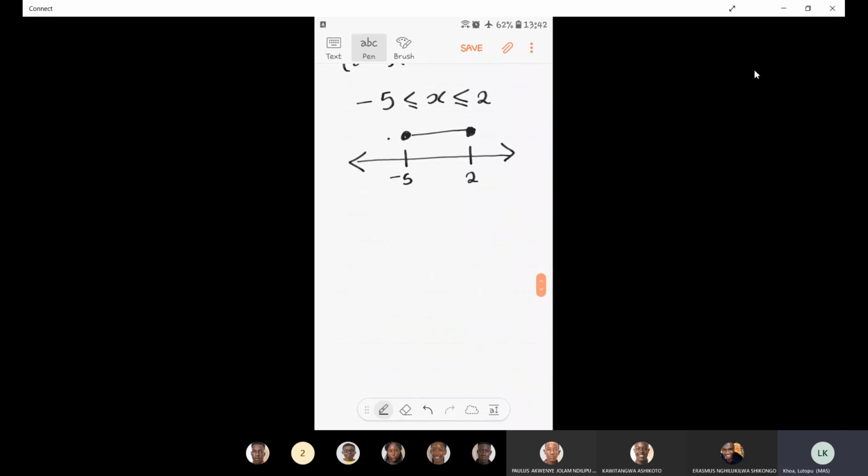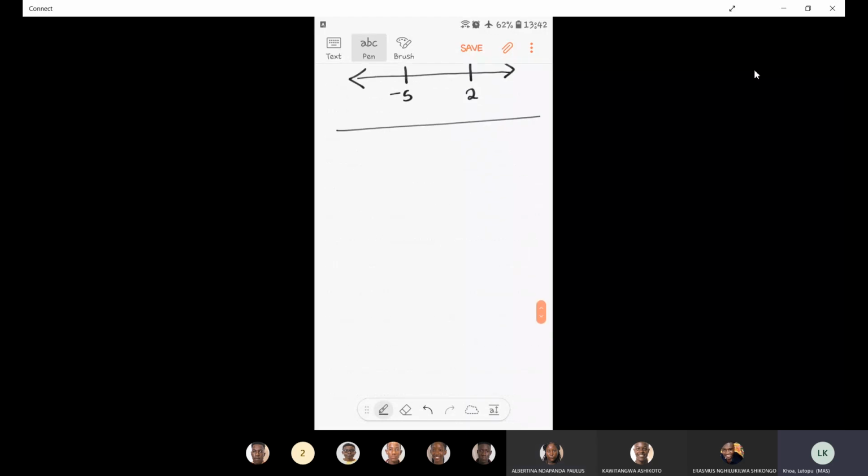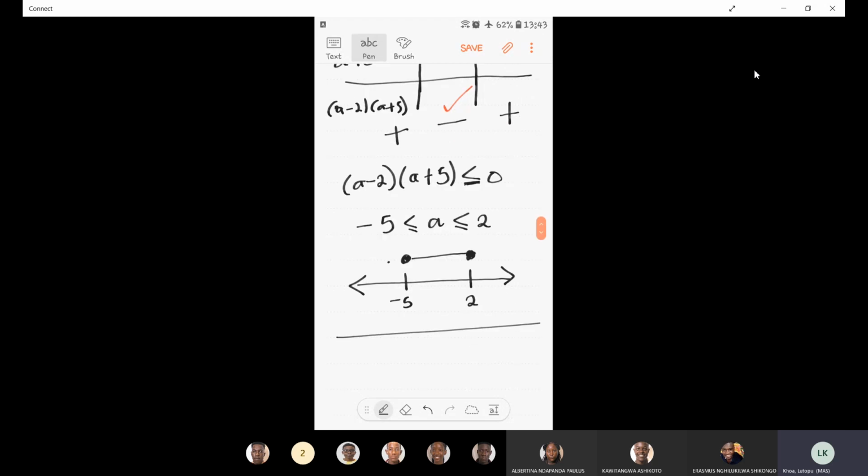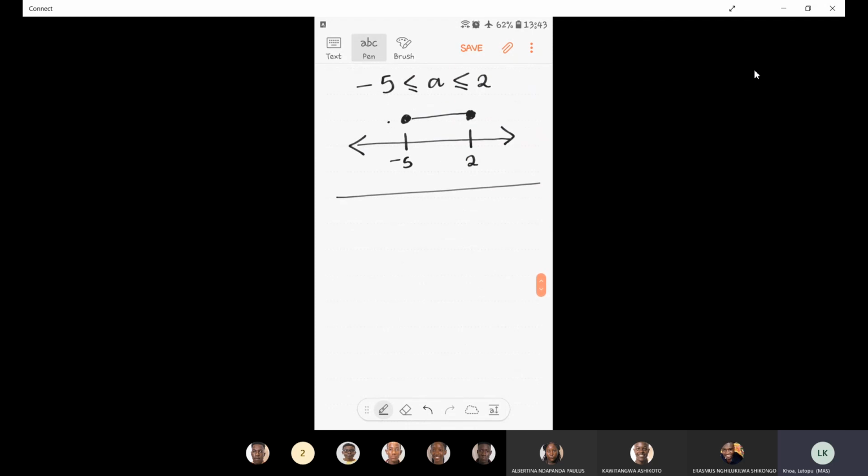Let's look at another example. Baris. Yes. You're breaking up, I can't hear you. Can you say that again? Why do we say negative 5 is less than or equal to x, instead of A? Yes, it should be A. It's not x, that was a mistake. It's supposed to be A because A is in the question. Okay, thank you for that. So that was a mistake. The question has A, so you must also use A.